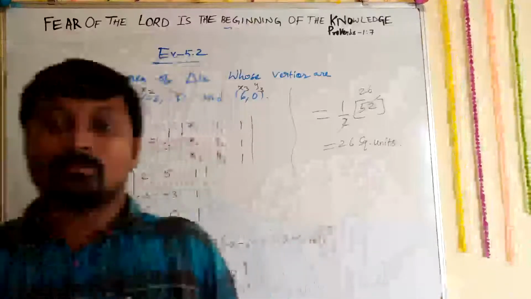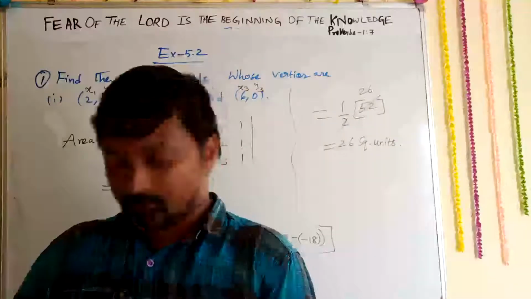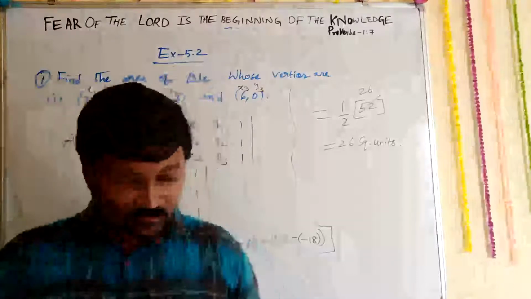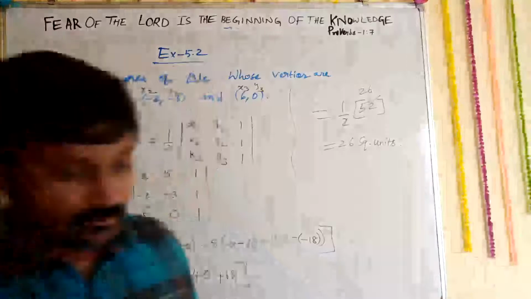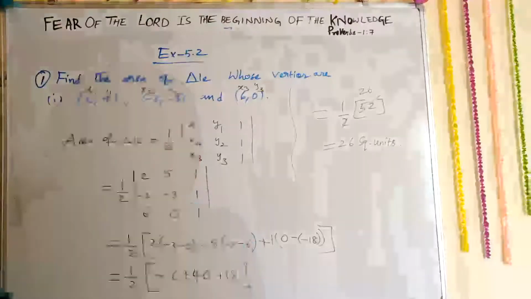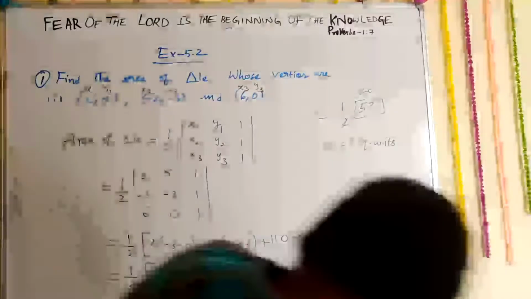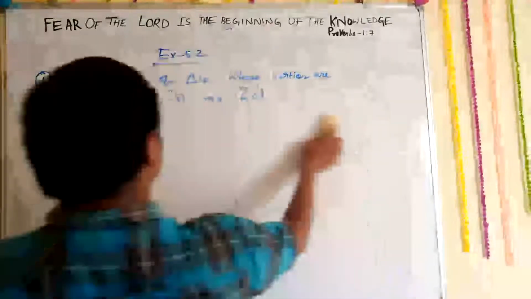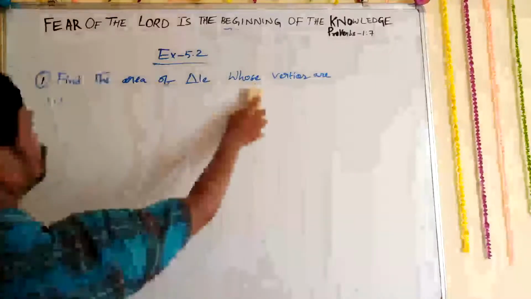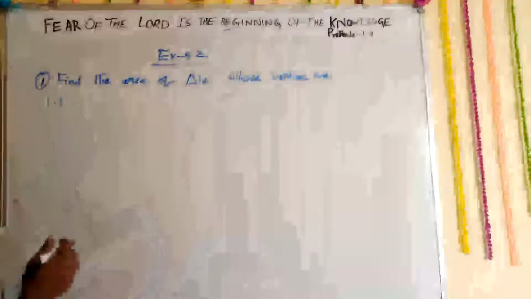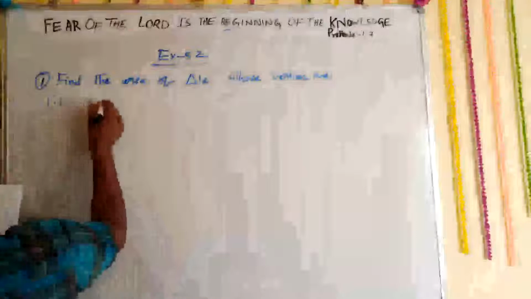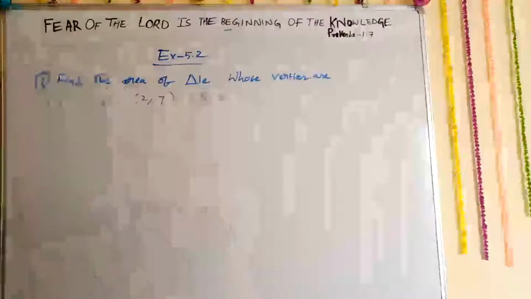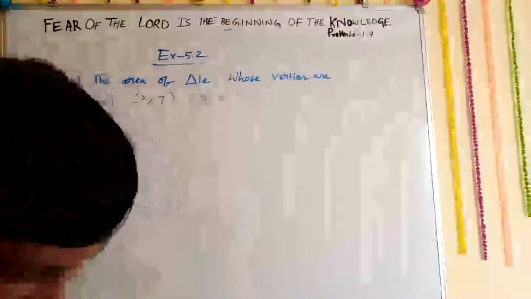So now let's move on to problem number 2. I hope there is no doubt in problem number 1, the first one. There are 3 problems. The first one I solved, now we are going to the second one. So let's move on to the second. So now the second one: 3, 8, minus 1. This second one I'll solve. The third one I'll give as homework for you.